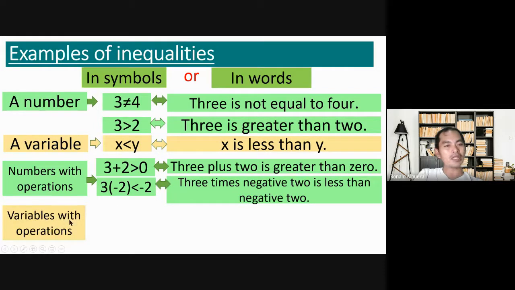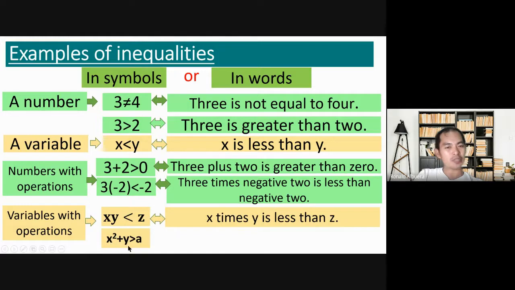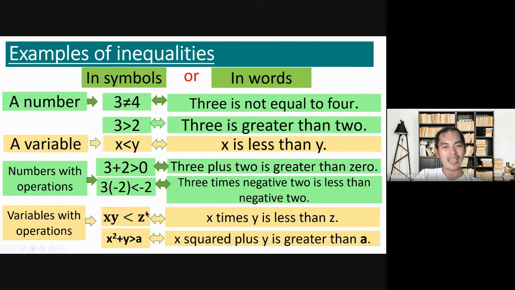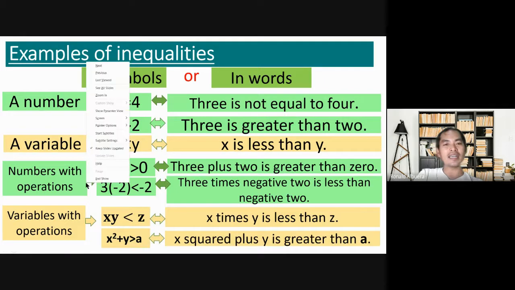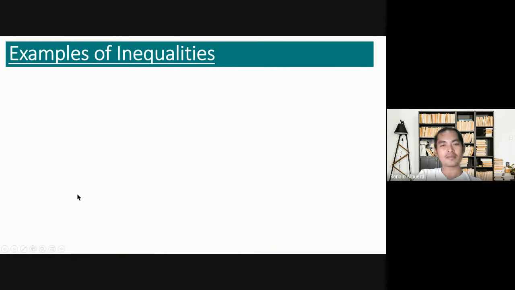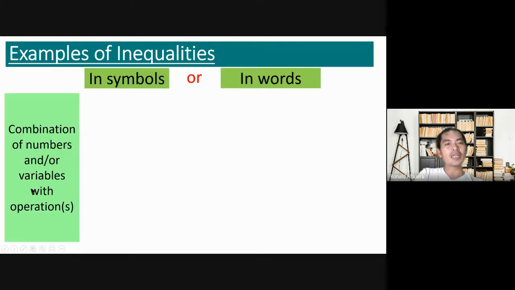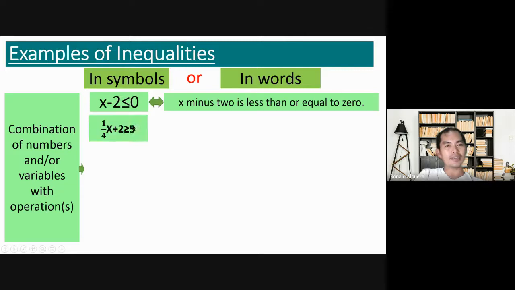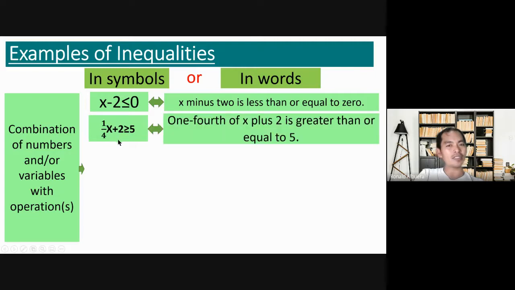How about variables with operations? We have x times y is less than z. X squared plus y is greater than a. Another example. In symbols or in words, combination of numbers and or variables with operations, we have x minus 2 is less than or equal to 0. 1 over 4x plus 2 is greater than or equal to 5 or 1/4 of x.